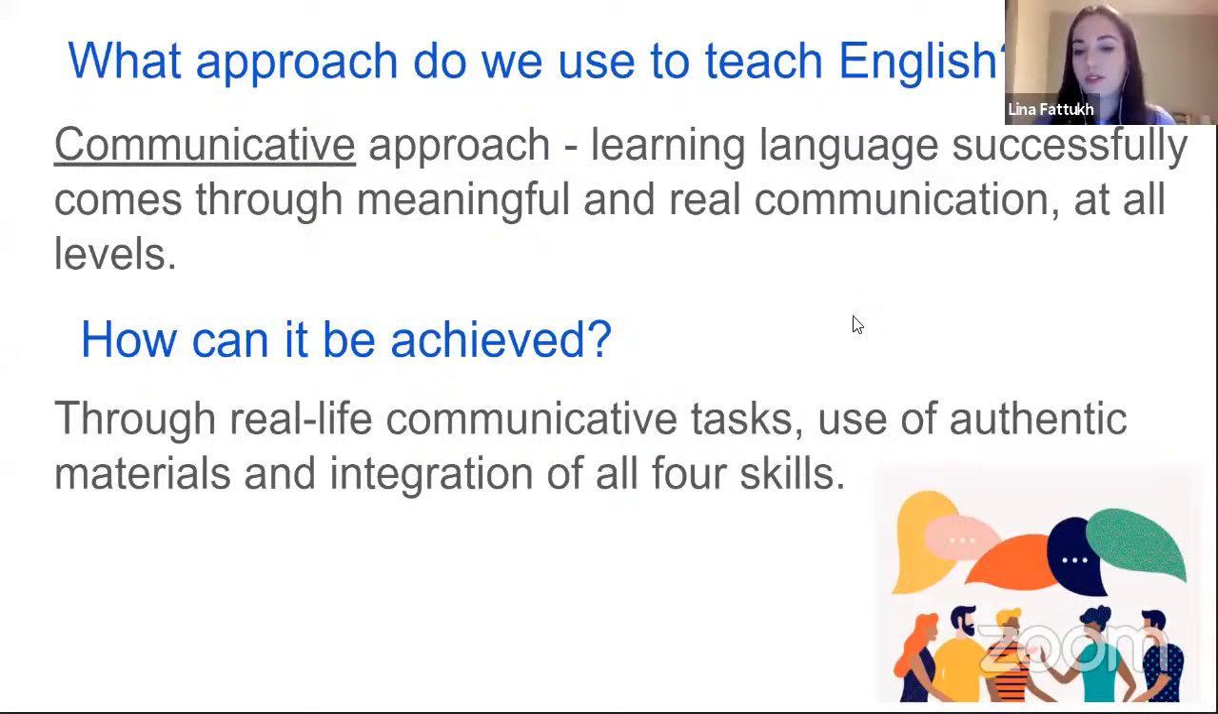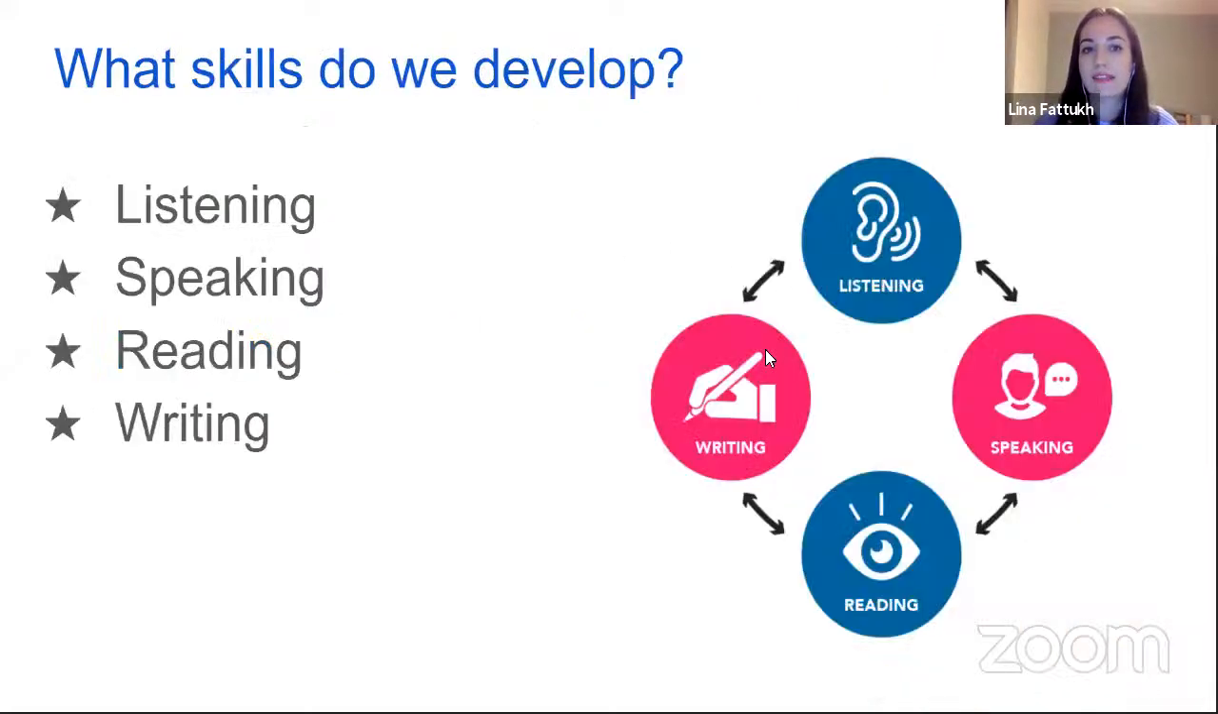Okay, so what 4 skills do we develop during English lessons? Let's look at them. These are 4 basic skills that students learn in any foreign language, including English. It's listening, speaking, reading, and writing. So in our lessons, we pay equal attention to all of these 4 skills. But it is natural that in one lesson we'll be paying more attention to listening, in another lesson we'll be spending more time on reading, and another one will be focusing on writing.